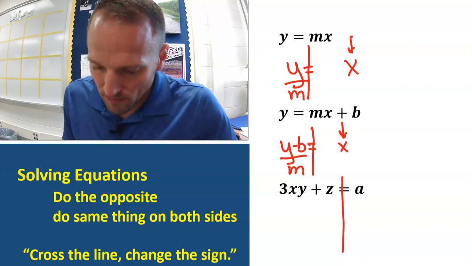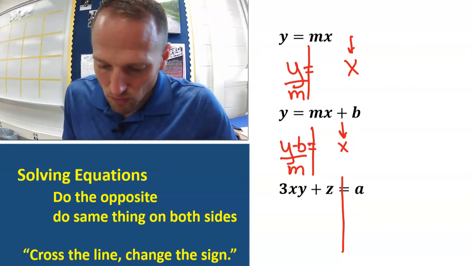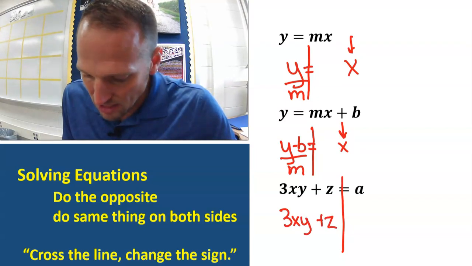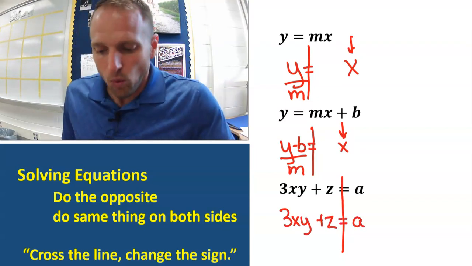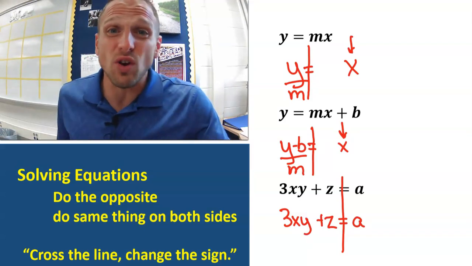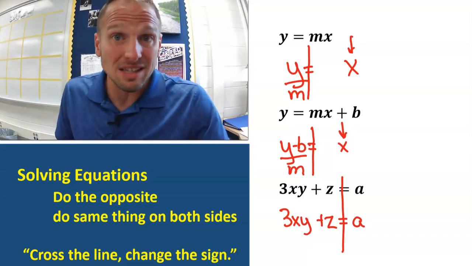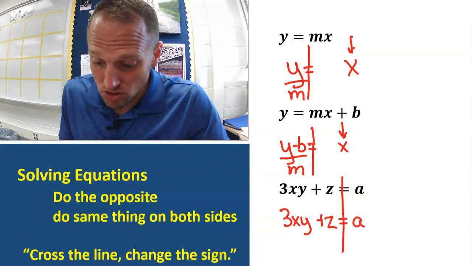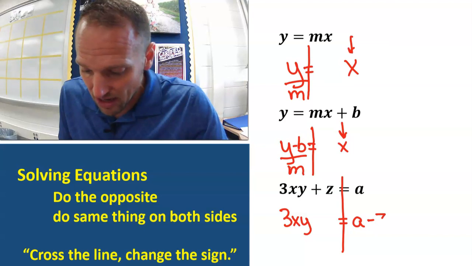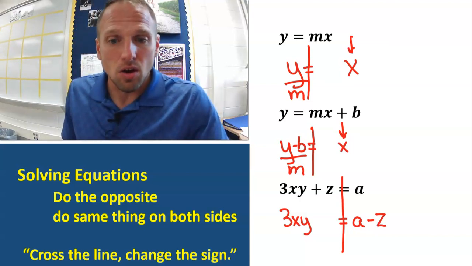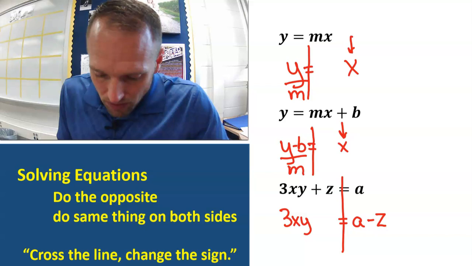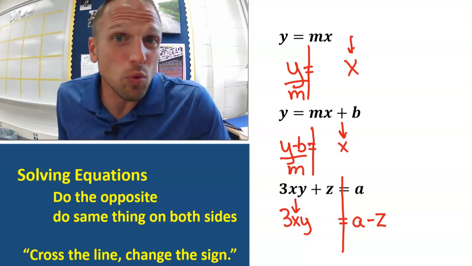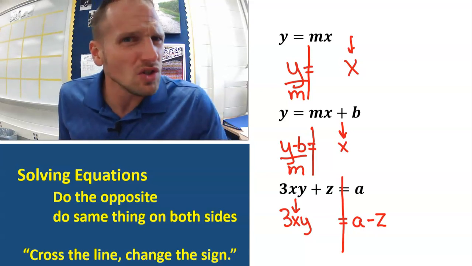Let's do this one. Okay, again, we are solving this for x. 3xy plus z equals a. Well, first thing you have to do is get rid of what's away from the x. We've got to get rid of that z. So let's cross the line, change it. That's a plus z. So we're going to just subtract it to the other side. Minus z. All right, now, if I'm solving for the x, well, we could do this in one step, or we could do it in two. Let's do it in two for right now.